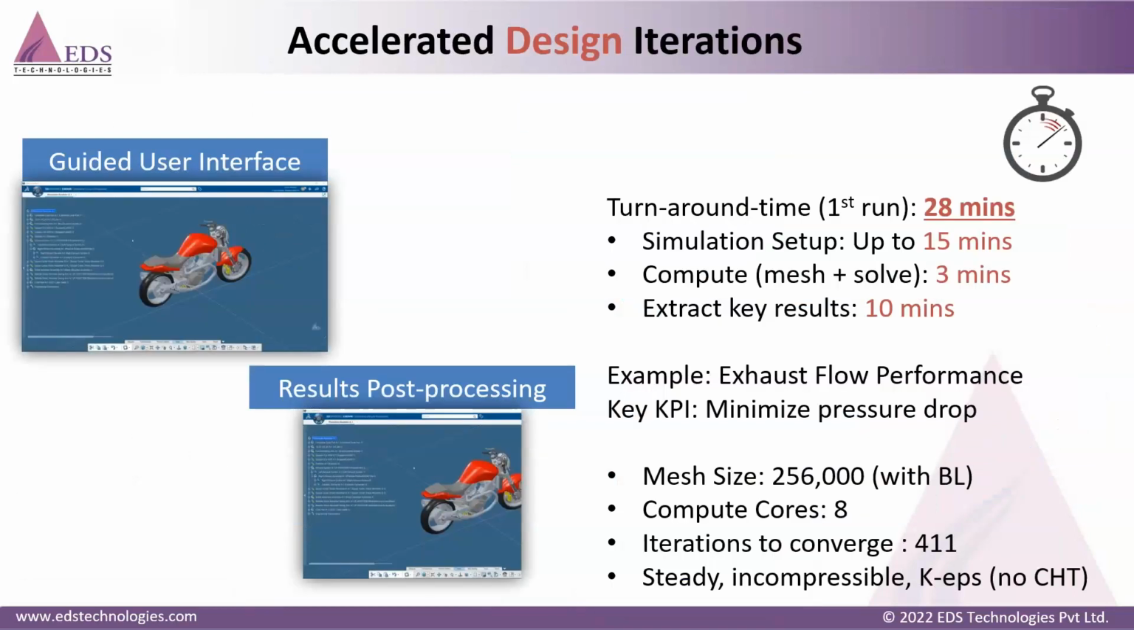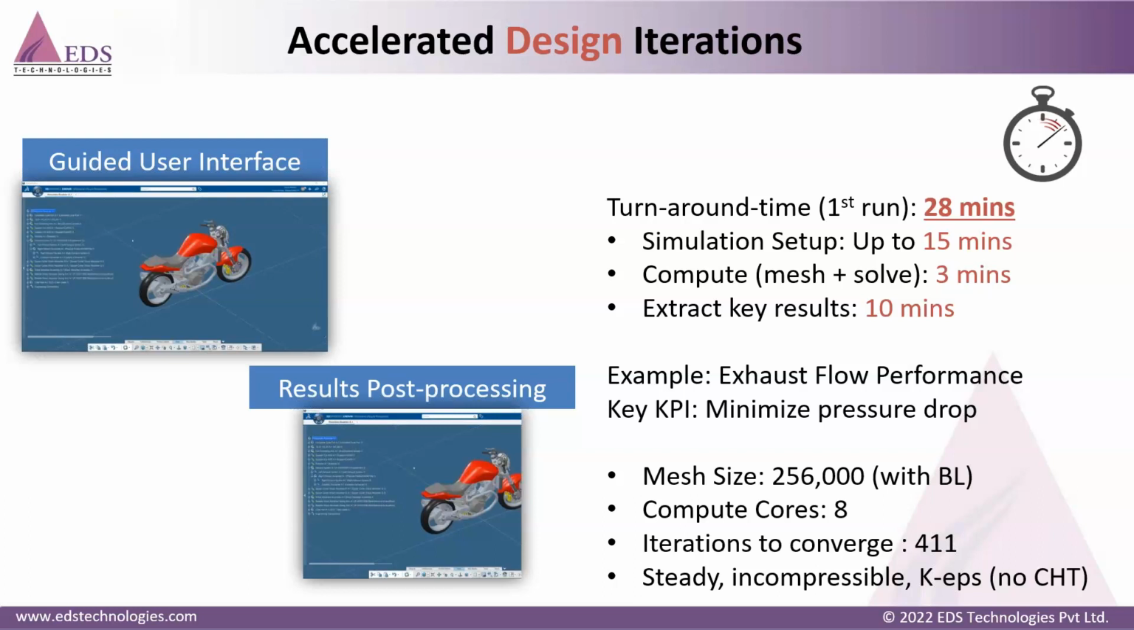So turnaround time for the first run was about 28 minutes. The simulation setup took about 15 minutes. And once the setup was done, to mesh and solve, that is computing the results, it took about 3 minutes, and to extract the key results, it was 10 minutes. So overall, from simulation setup up to extracting the key results, it took us about half an hour. The example considered here was an exhaust flow performance, and the key KPI was to minimize the pressure drop.